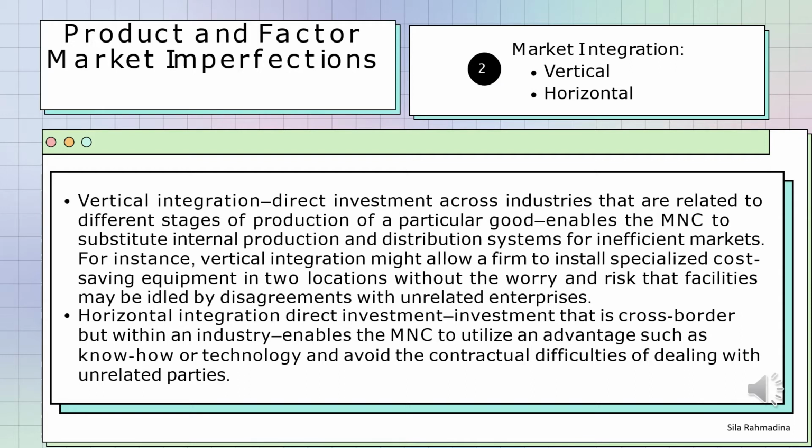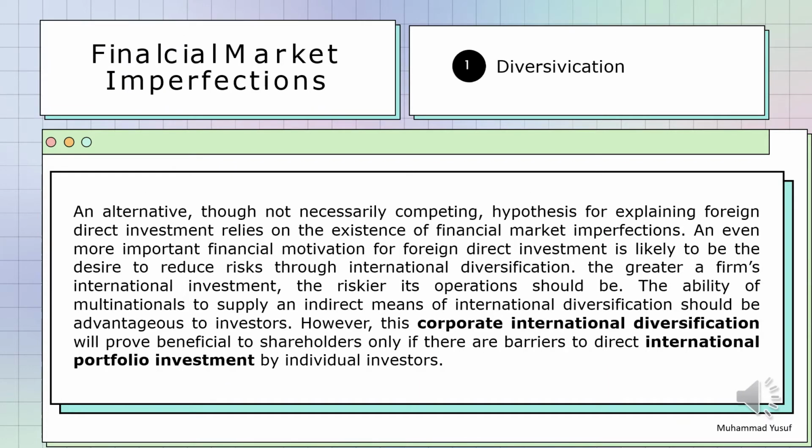For horizontal integration, direct investment that is cross-border but within an industry enables the MNC to utilize an advantage such as know-how or technology and avoid the contractual difficulties of dealing with unrelated parties.